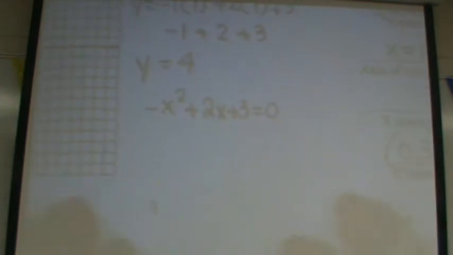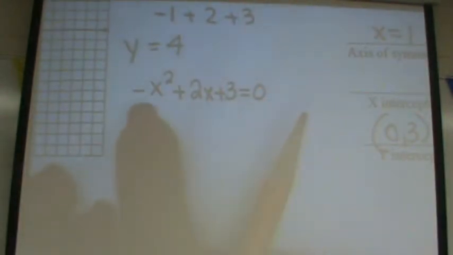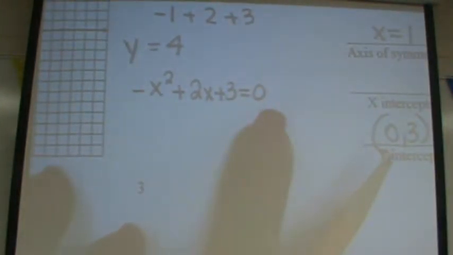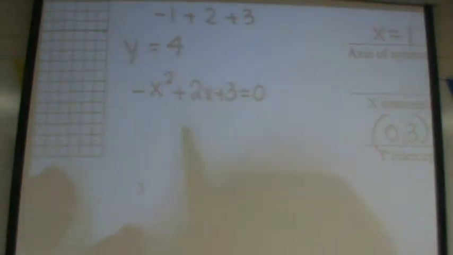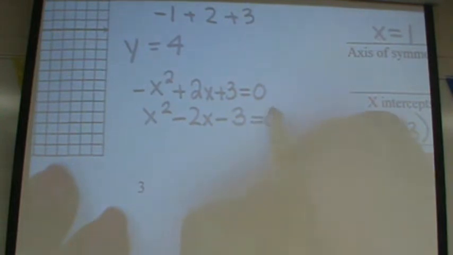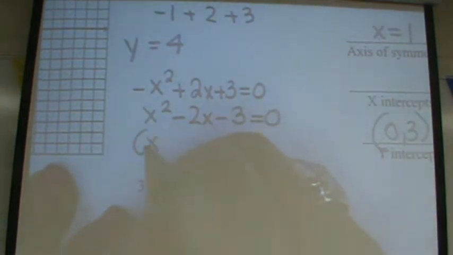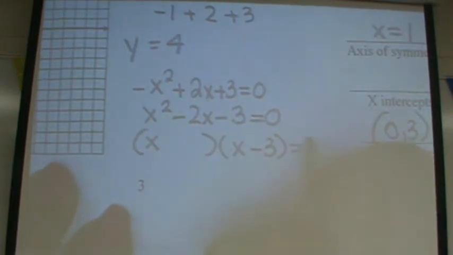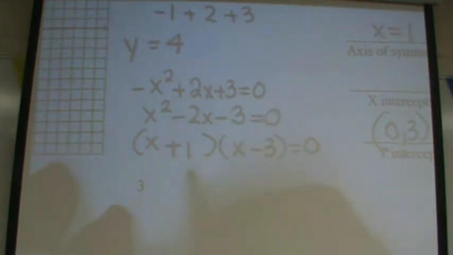So this is where the fun begins. I'm going to plug 0 in for y. And now I have to use one of my methods. Am I going to try to factor this? Well, let's see. I'm going to first get rid of my negative here. I'm going to divide everything by negative 1. Is this factorable? Well, it kind of looks like it is. Does that factor correctly? Sure does.